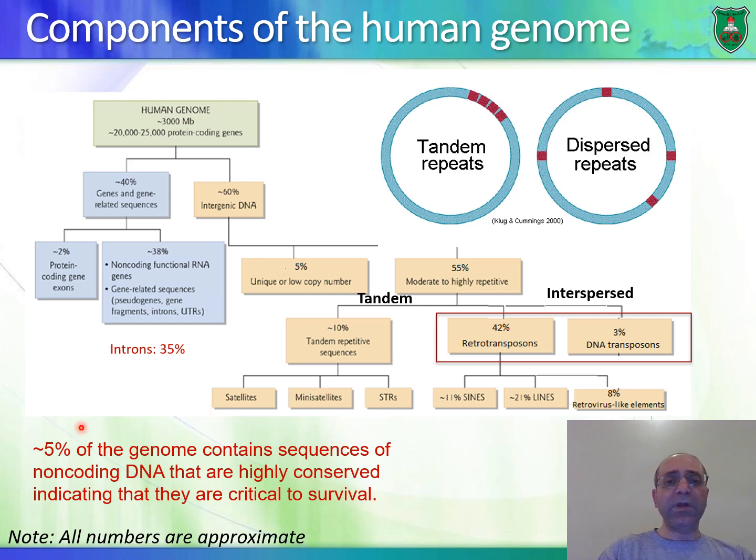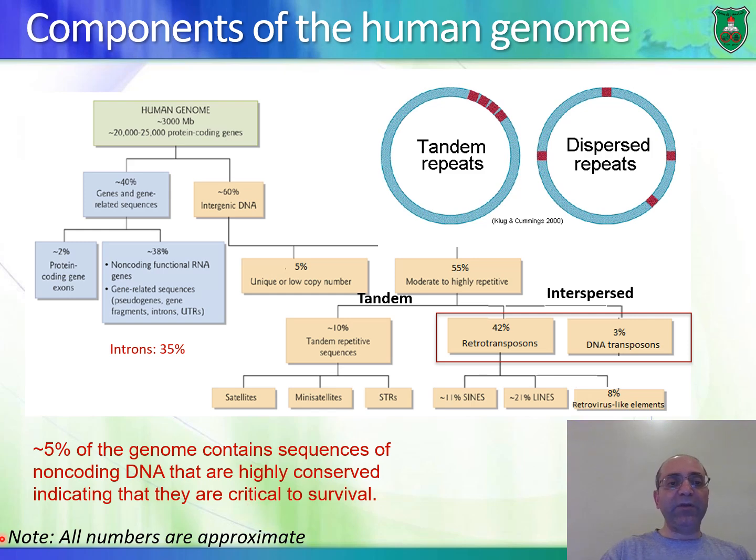Now, what's important as well is that 5% of the human genome contains sequences of non-coding DNA, meaning DNA that does not code for anything. And these are highly conserved. That gives us an indication that these sequences are important, and that's why they have been kept throughout these millions of years within the human genome. Otherwise they could have been lost.